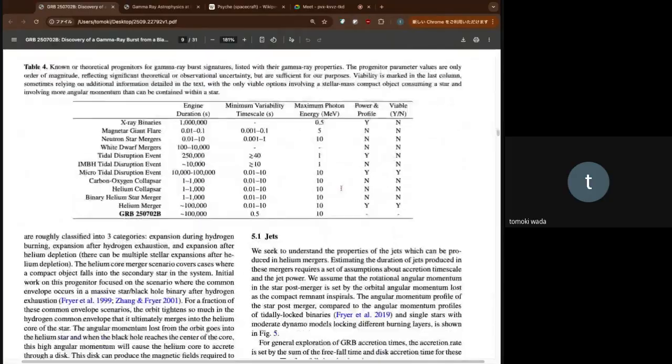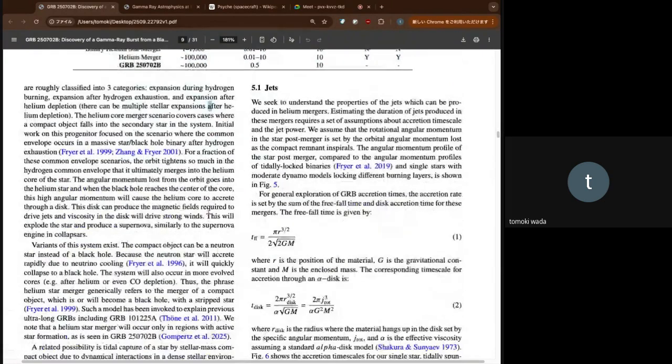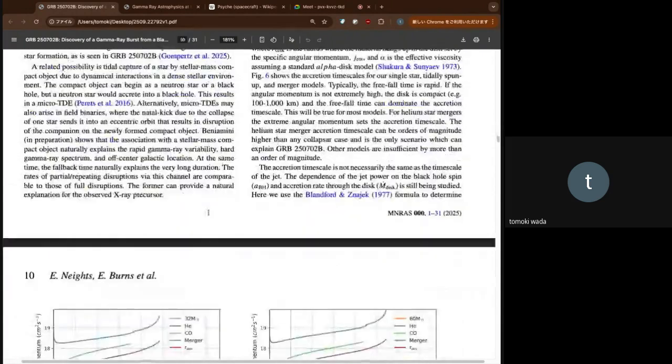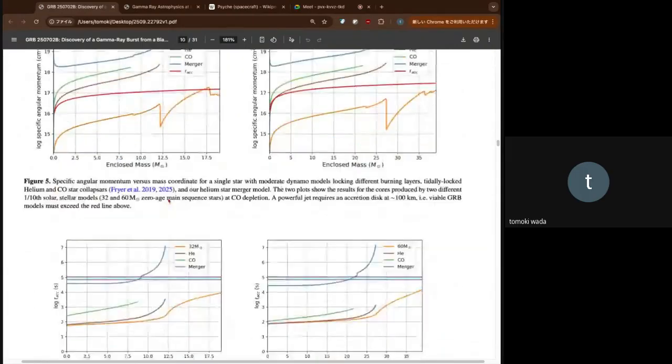And this table is maybe also useful because they compare these values for typical transients and these GRBs. And sorry, I did not read the detail of this part, but they conduct some calculation using this helium star merger model.